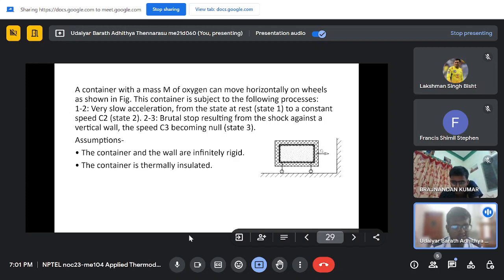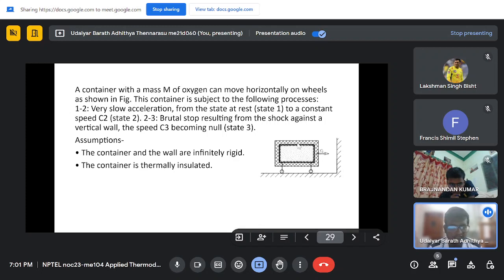There's a very slow acceleration. You are not disturbing the system, such that there will be no friction or anything. You are assuming it to be reversible in that process. That's the assumption they are underlying. And second, there's a shock and it's coming to an abrupt stop.